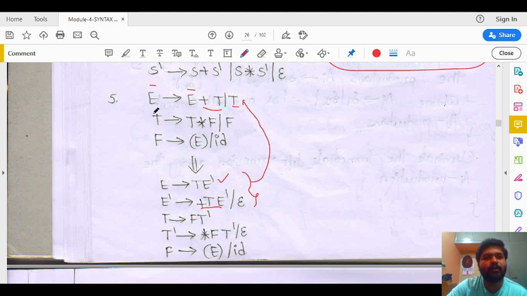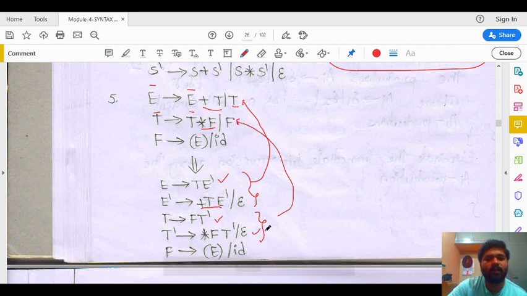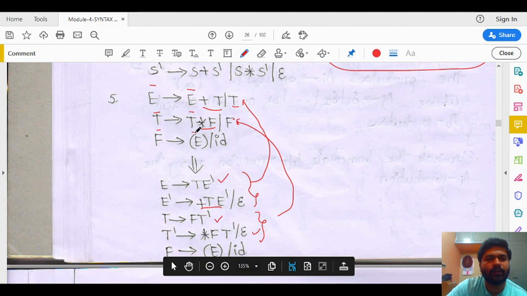Second, are these both repeating? Yes. So T tends to F T dash, followed by I have to work for T dash. So T dash tends to star F T dash, or epsilon. So these two productions are for this particular production. And ultimately, do I have left recursion here? No. So there is no left recursion required for this example.